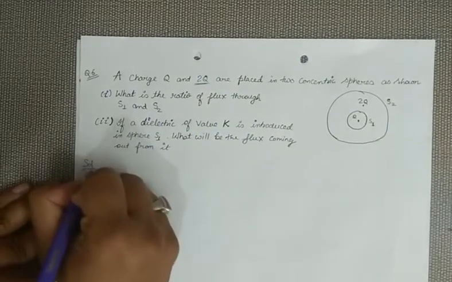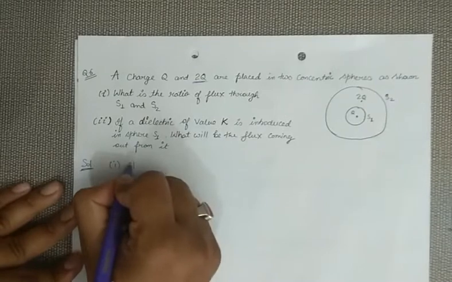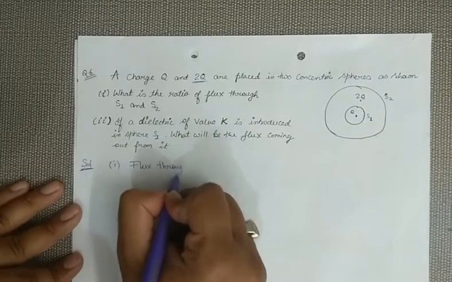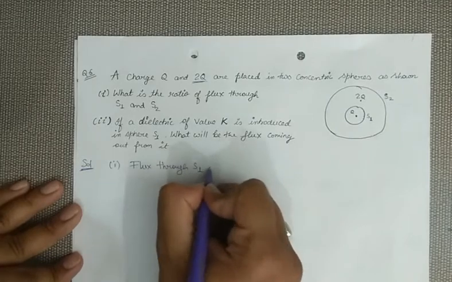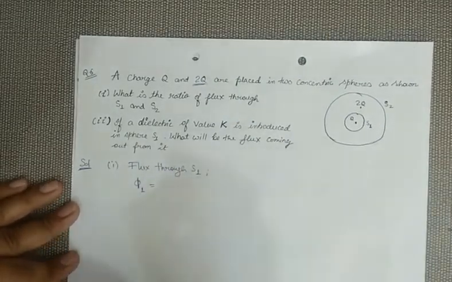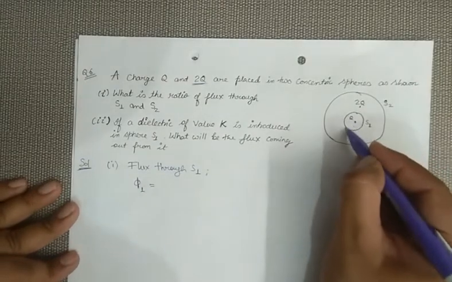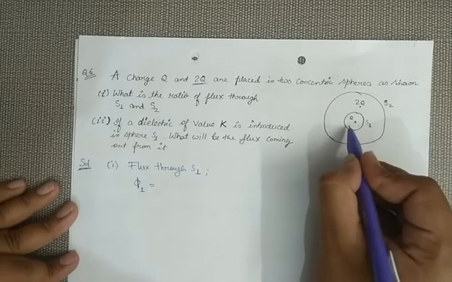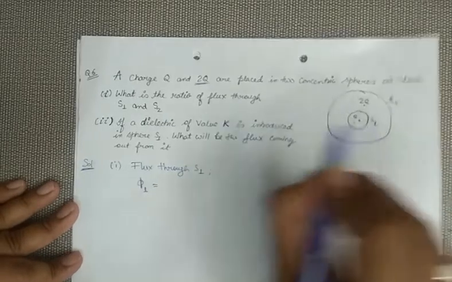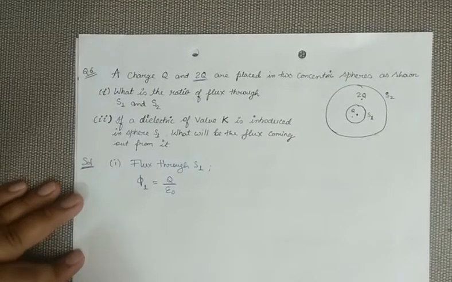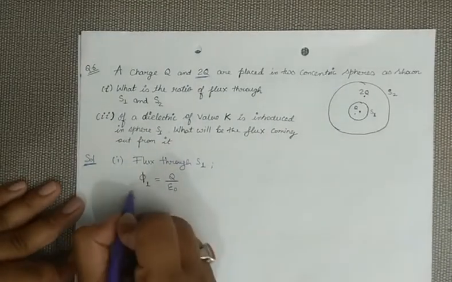Now let's first solve the flux through S1. Let's name it phi 1. Just see at the surface of sphere S1. This is your sphere S1. How much charge is present in this S1? Only Q. Total charge is Q. So flux is total charge divided by epsilon naught. This is your flux through sphere S1.